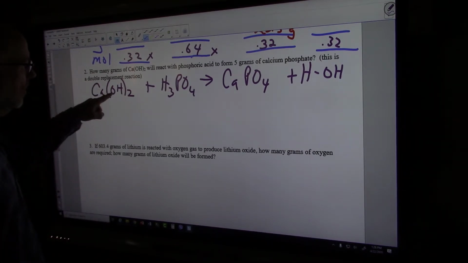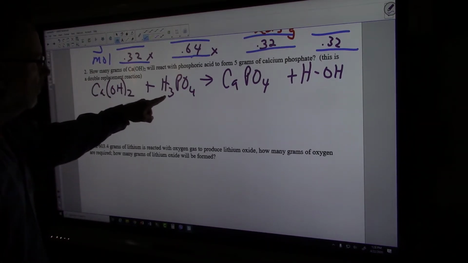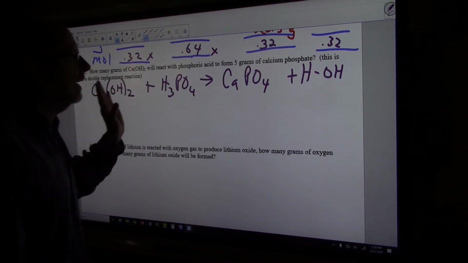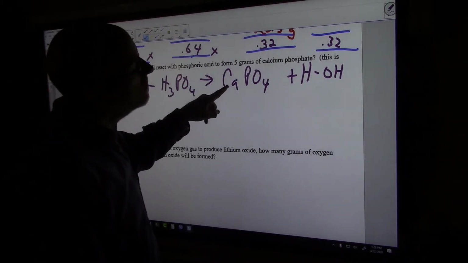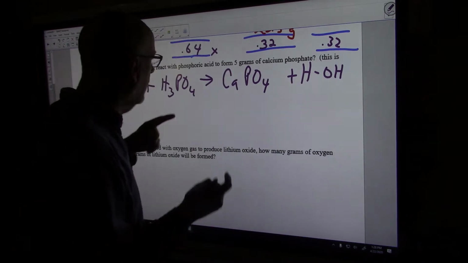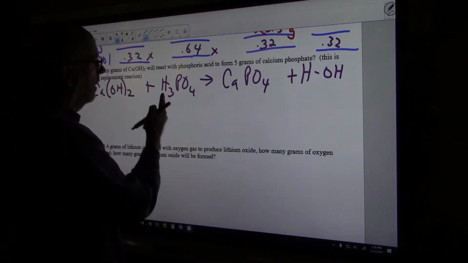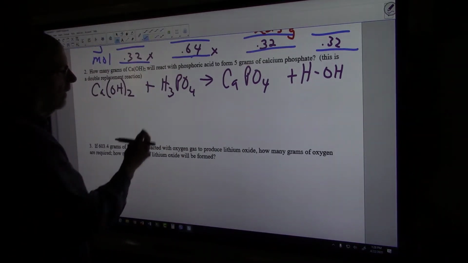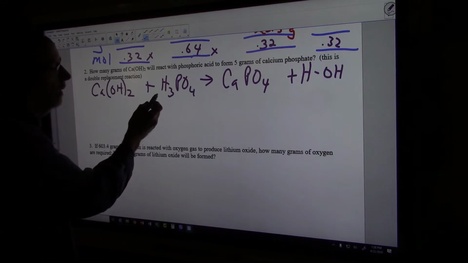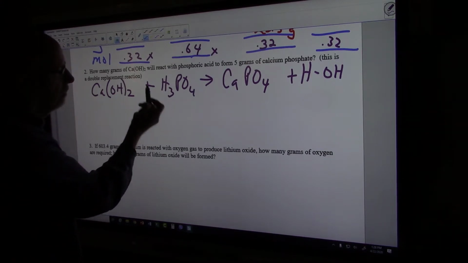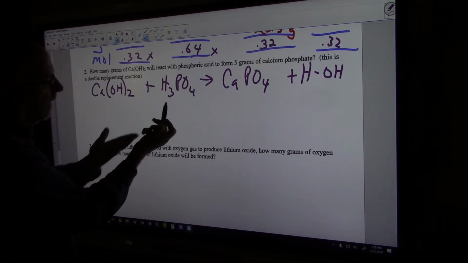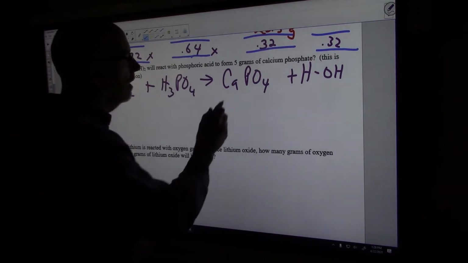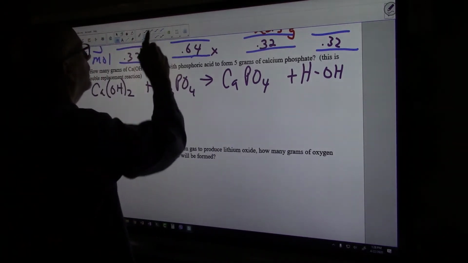Ca is a plus 2, OH is a minus 1, good. Phosphoric acid, that's memorized, I got it. Calcium gets a plus 2, phosphate is a minus 3. If I don't remember phosphate, but I do remember phosphoric acid, I know that H gets a plus 1. And there's three of them, plus 1, plus 1, plus 1. Therefore, phosphate's got to be a minus 3. Okay, so this is a little tough, isn't it?